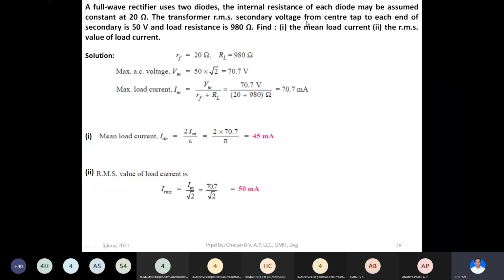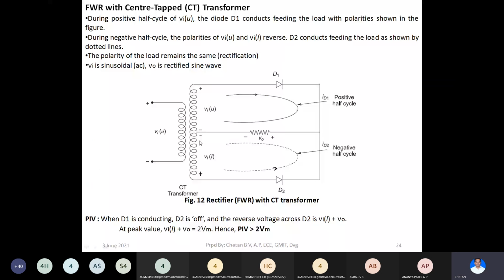So here you should be very careful while reading out the sentence. What they have given is the transformer RMS secondary voltage from center tap to each end of secondary is 50. Center tap to each end means if this is a center tap transformer, from this center tap to this end it is 50, from this center tap to this end also it is 50. So you can directly take 50 as input, right?